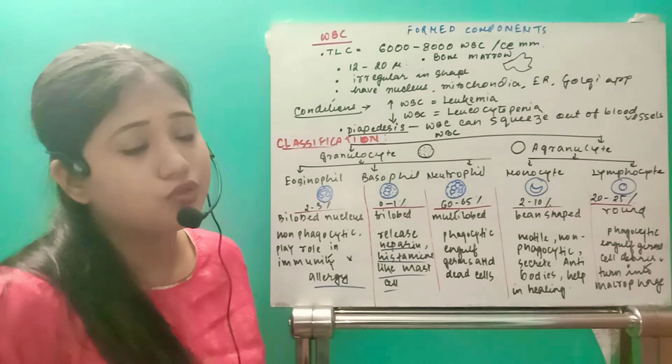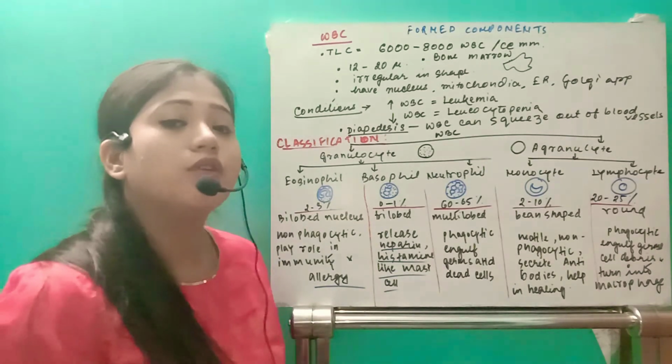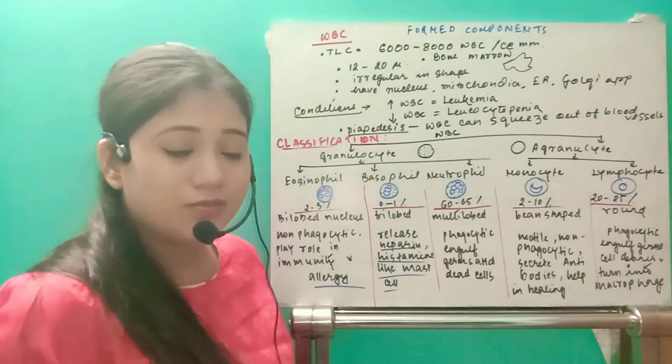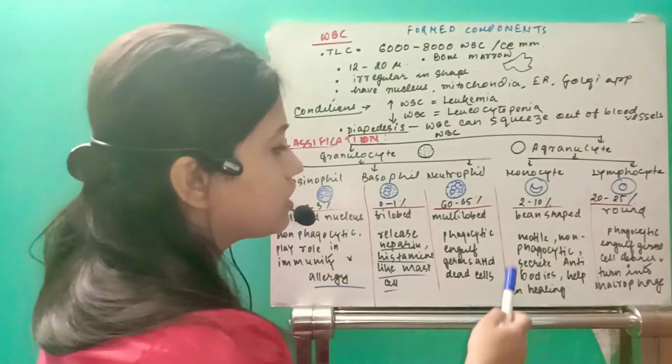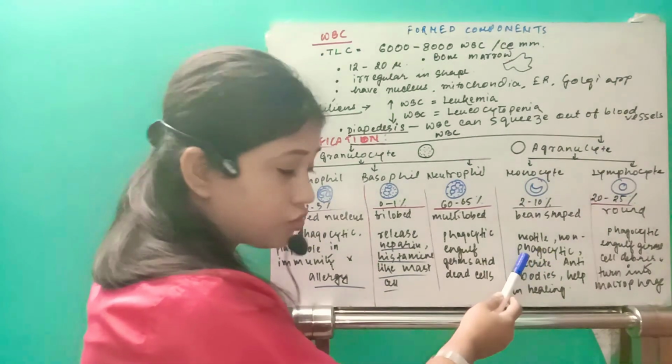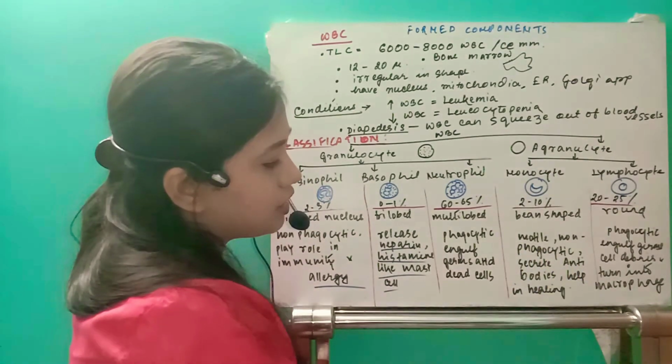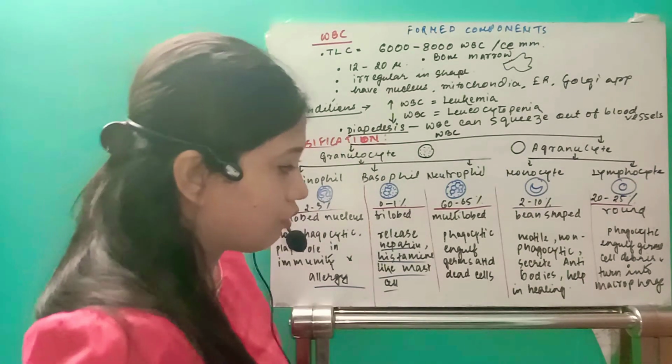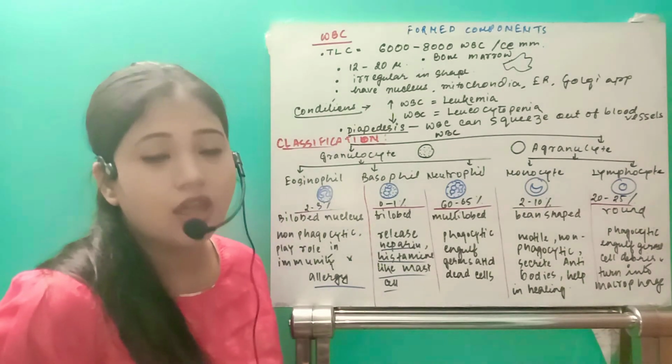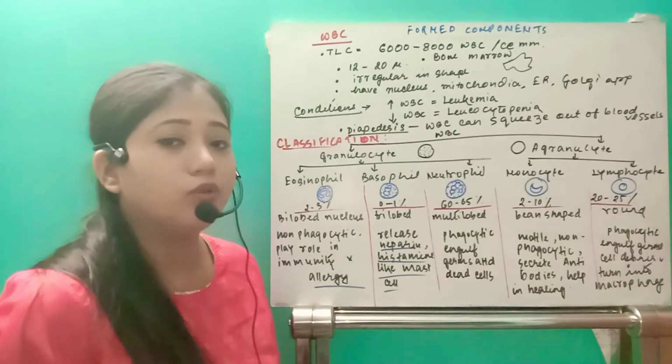Now come to the monocyte. Monocyte is going to have this horseshoe or bean-shaped nucleus. It is motile in nature. It is also non-phagocytic. It will secrete the antibodies, which help in healing. Antibodies means immunoglobulins.